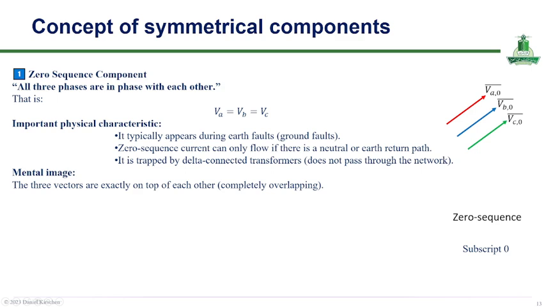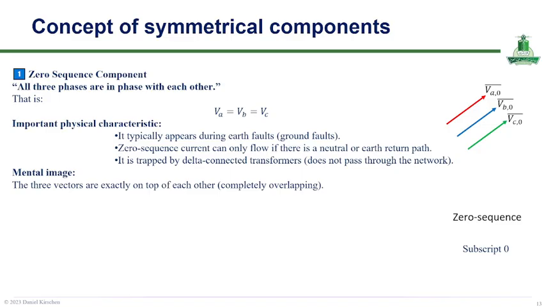Okay. The first component is zero sequence. The zero sequence component represents conditions where all three-phase voltages or currents are equal in magnitude and perfectly in phase with each other. In other words, VA is equal to VB and equal to VC, meaning that there is no phase difference between them.